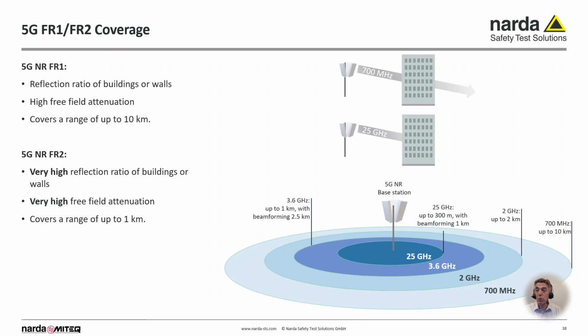And at 25 gigahertz, this can only reach 300 meters. With beamforming, it can be up to 1 kilometer. So we can look after a building, we can look after a block, but we cannot look after, for example, countryside areas. No way.